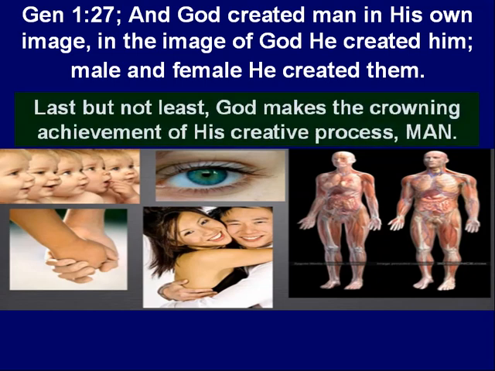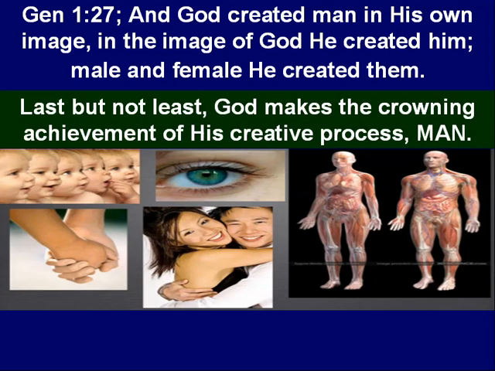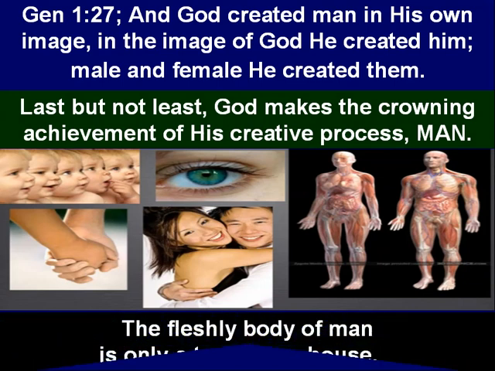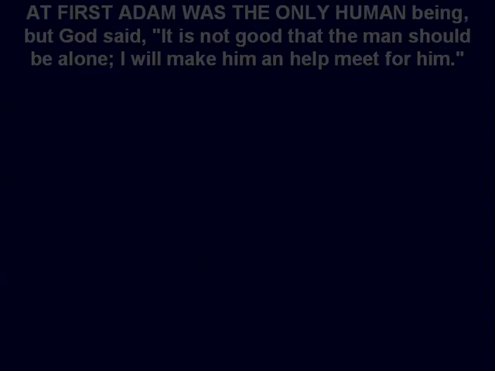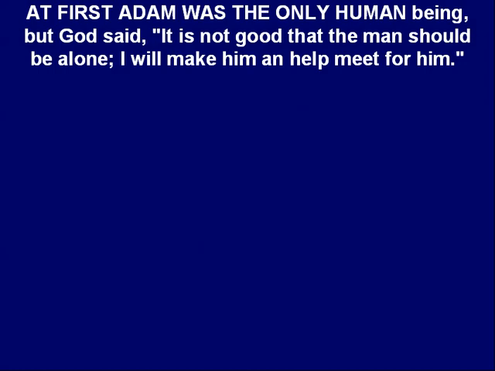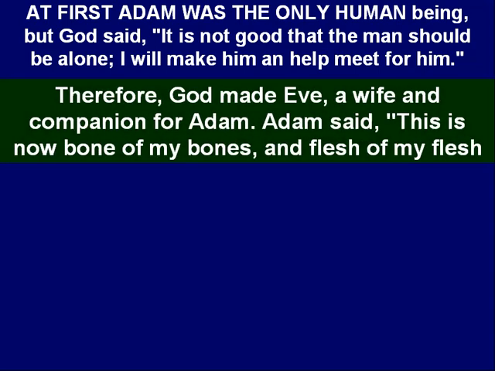Last but not least, God makes the crowning achievement of his creative process: man. The fleshly body of man is only a temporary house. At first Adam was the only human being, but God said, it's not good that man should be alone. I will make him a help meet for him. Therefore God made Eve a wife, a companion for Adam.